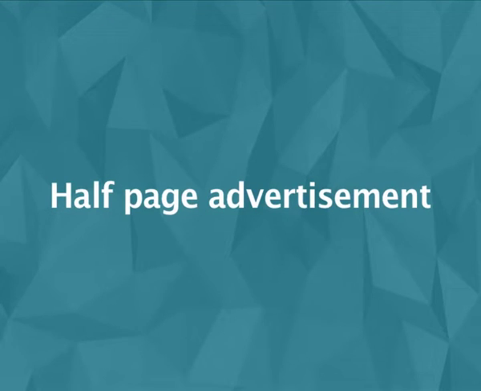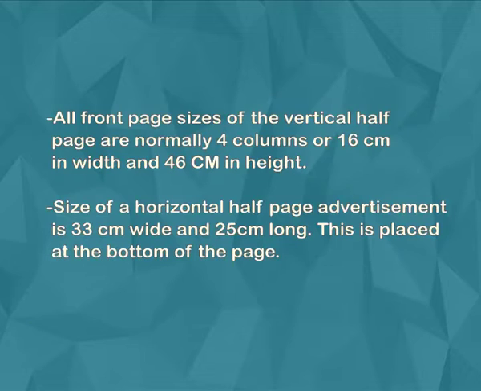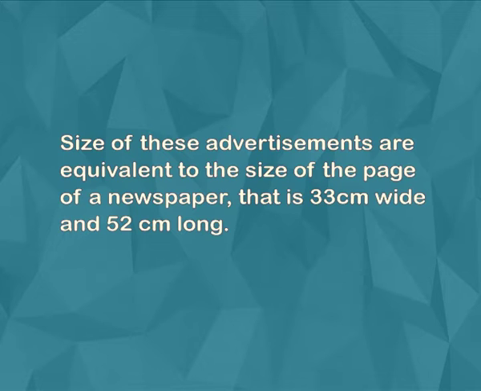Half page advertisements. It can be of two types: vertical half page and horizontal half page. The size of the vertical half page is normally 4 columns or 16 centimeters in width and 46 centimeters in height. The size of a horizontal half page advertisement is 33 centimeters wide and 25 centimeters long. This is placed at the bottom of the page. Full page advertisement. The size of these advertisements is equivalent to the size of the page of a newspaper, that is 33 centimeters wide and 52 centimeters long.